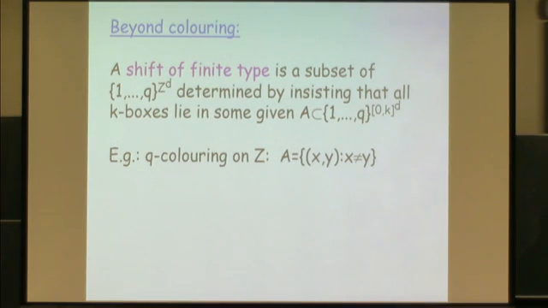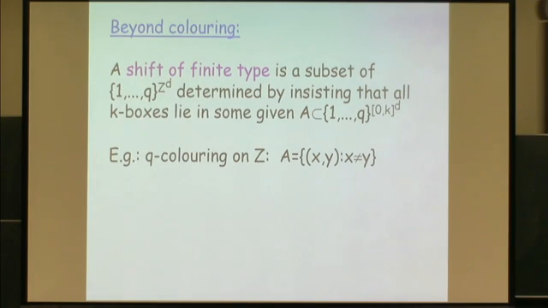Good, okay. So in the last few minutes, let me tell you a couple of extensions and open questions and so on. So colouring is just one of a family of questions that you could ask about local constraints. Colouring is a local constraint. It says that neighbours have to have different colours, but I could imagine more complicated local constraints. So the appropriate definition is a shift of finite type from ergodic theory.